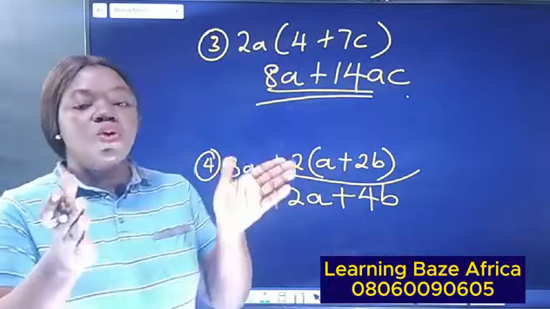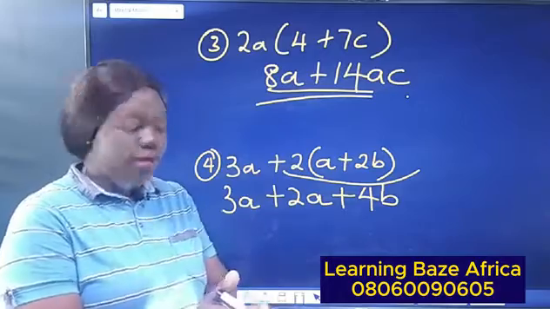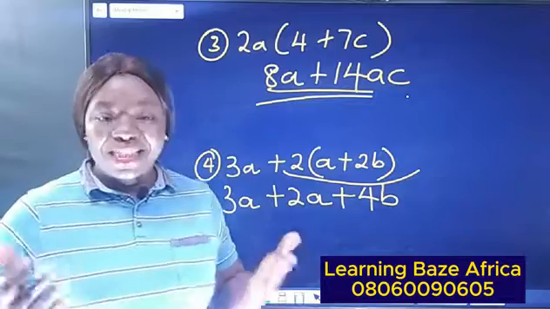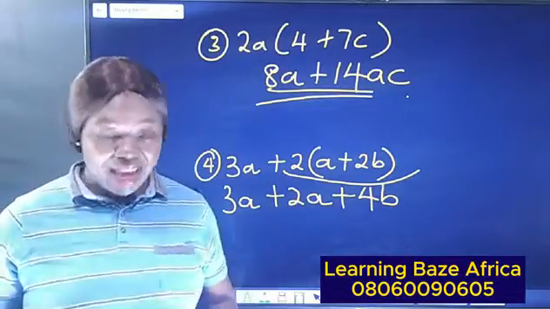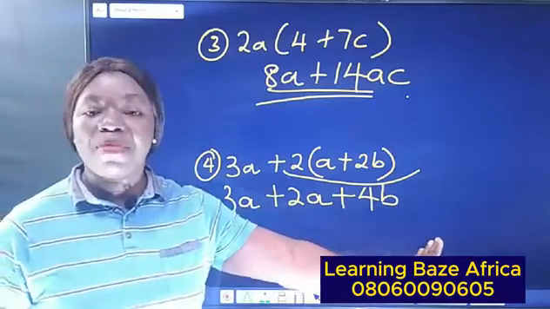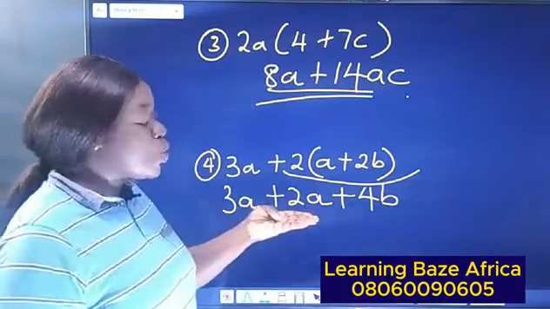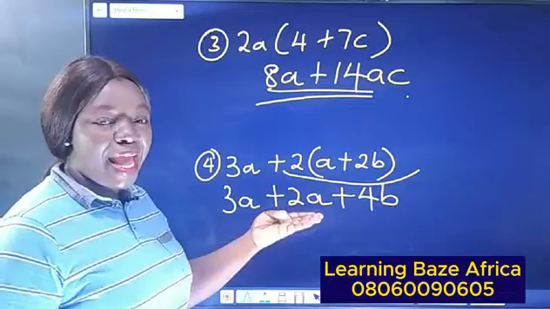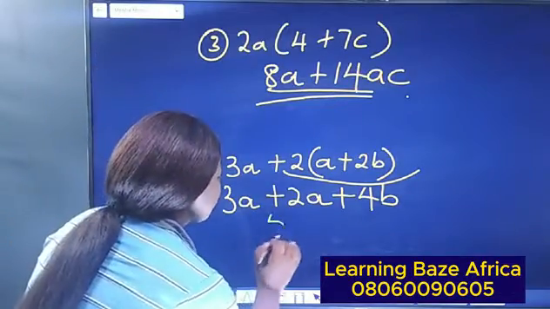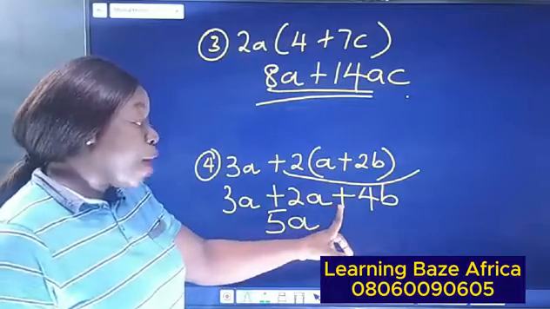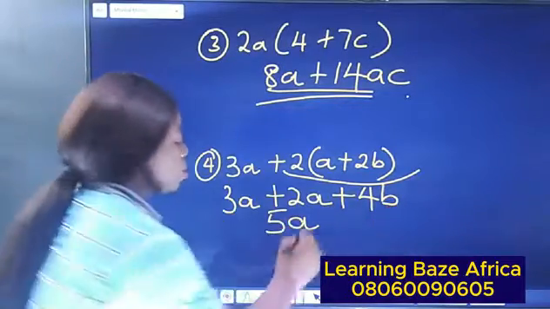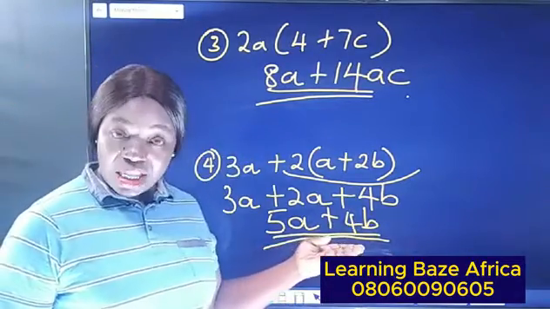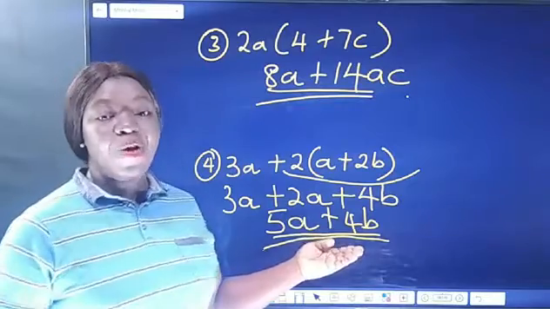At this point, we need to put like terms together. Now, 3a, 2a are the same. So they are like terms because they are in the same terms of a. Then 4b is another term entirely. So now 3a and 2a can be added together because they look alike. 3a plus 2a will be 5a. So you have 5a written down. Then you are left with plus 4b. So the answer here is 5a plus 4b. They are unlike terms, so we cannot add.